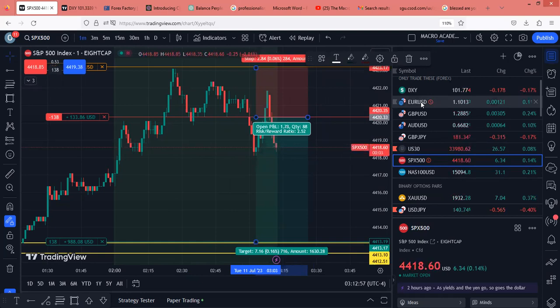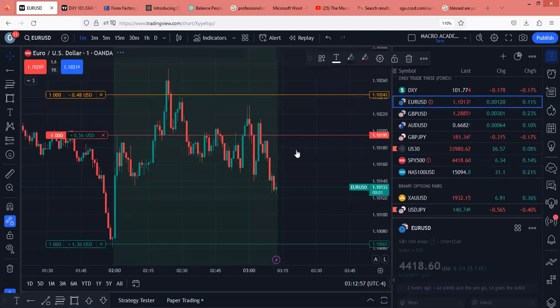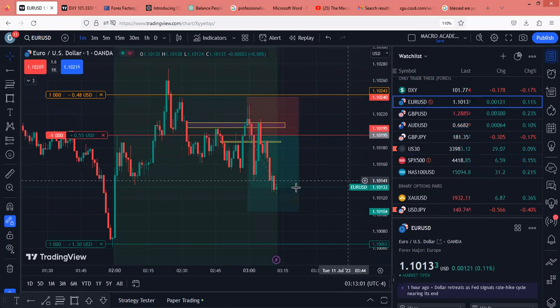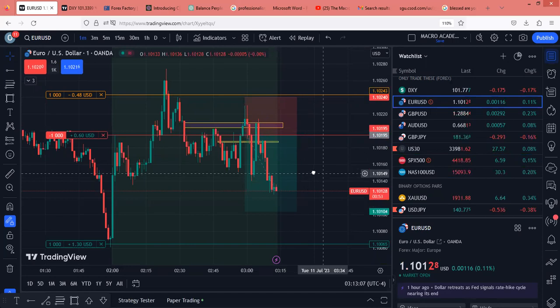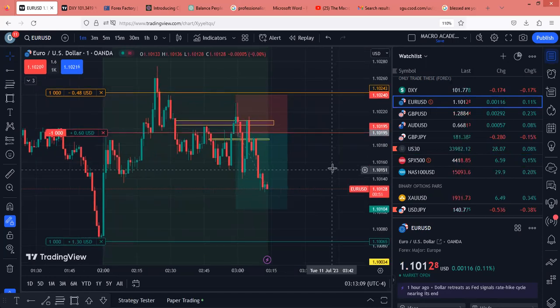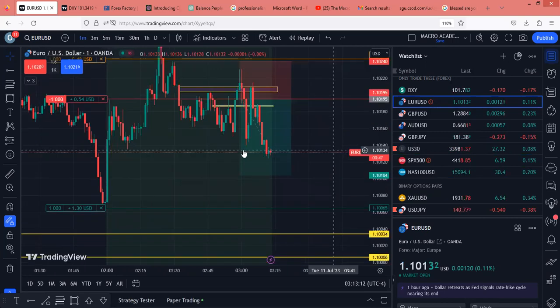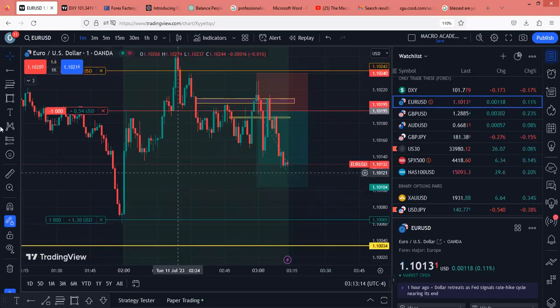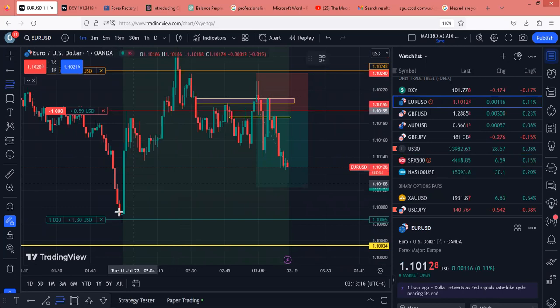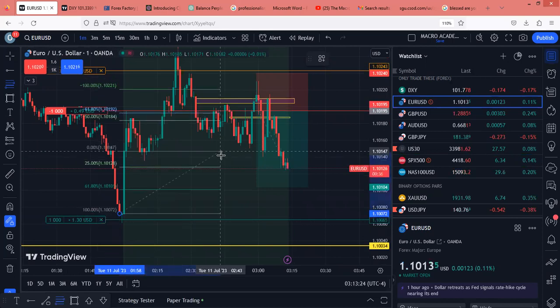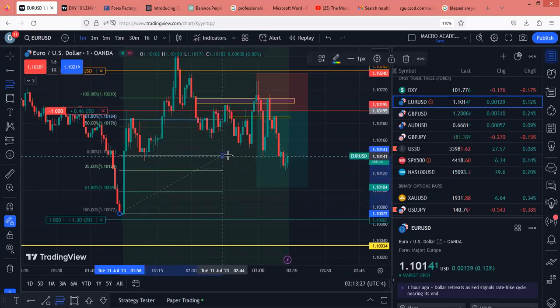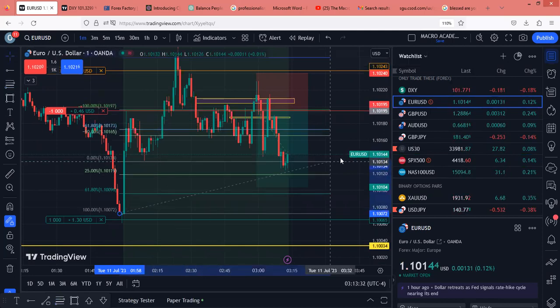Let's check on our Euro USD trade. It's making its way nicely. So keep an eye up until at least 50% of this imbalance. I think I'll take off something. Although, by the way, this is a demonstration trade. I'm not taking it on this particular one right now.